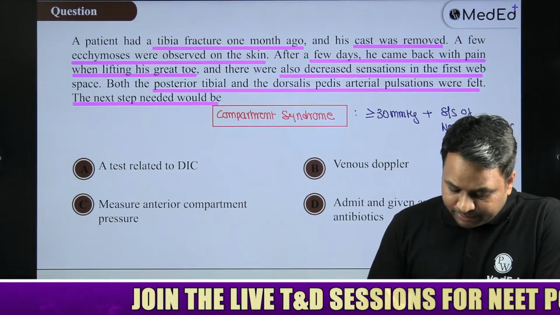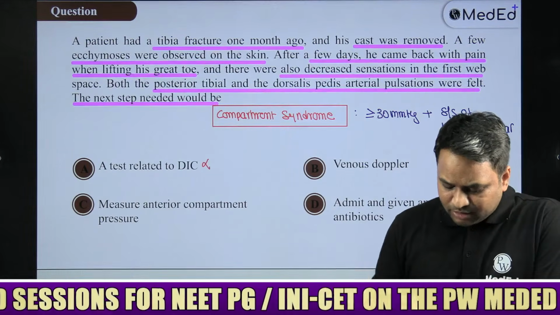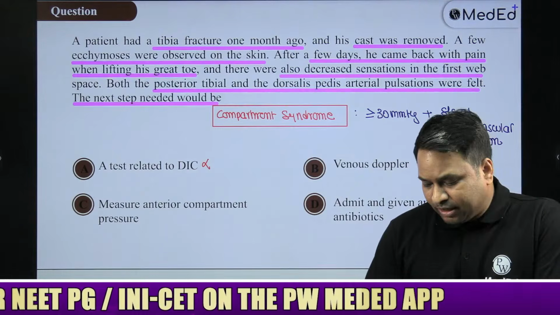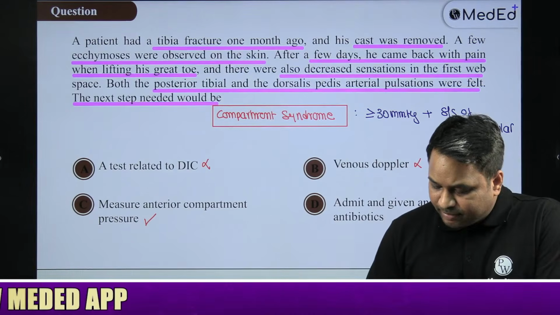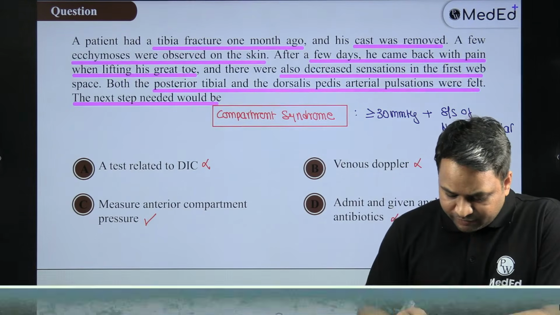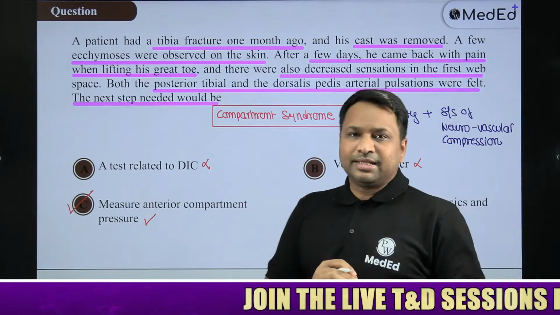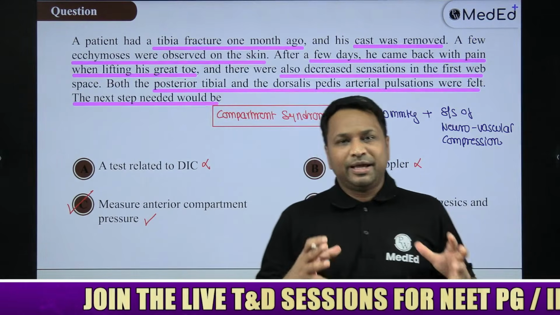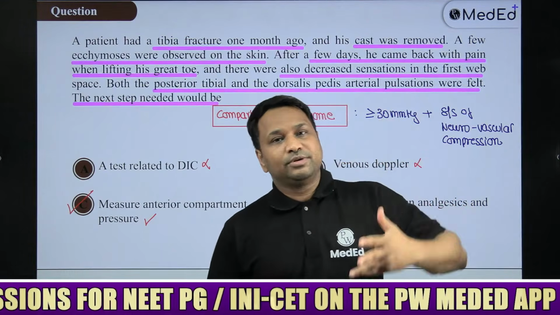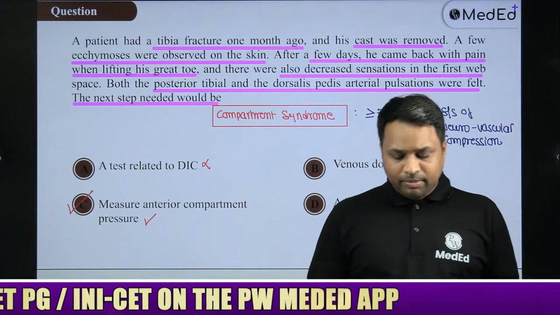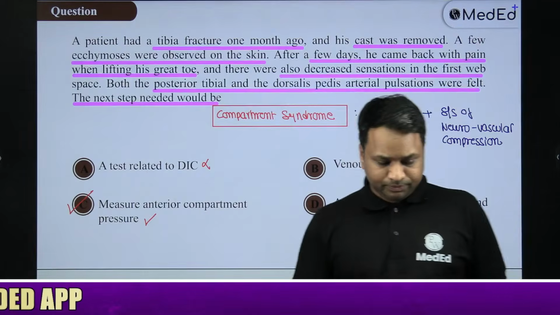So what will be the next step? A test for DIC? There's no point in disseminated intravascular coagulation. Venous Doppler? No, I'm not looking for DVT. Measure the compartment pressure, yes. Admit the patient, give an analgesic, no. Answer is C for Calcutta. If you're talking about deep vein thrombosis, then the patient will have congestion in the calf, pain in the calf, pain on passive dorsiflexion, low-grade fever, all these will be there. But here it is probably because of compartment syndrome. Measure the anterior compartmental pressure.